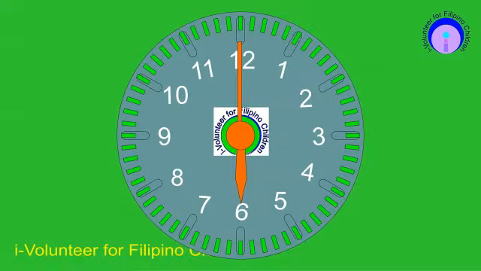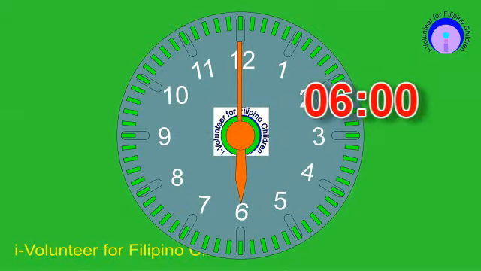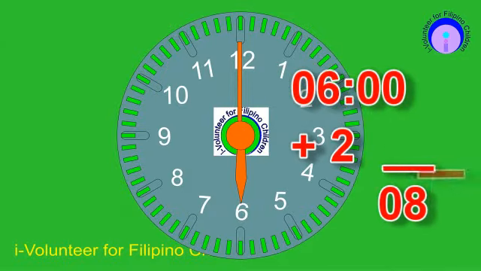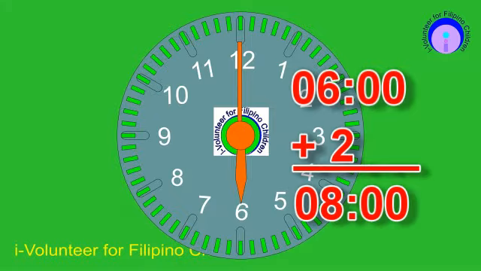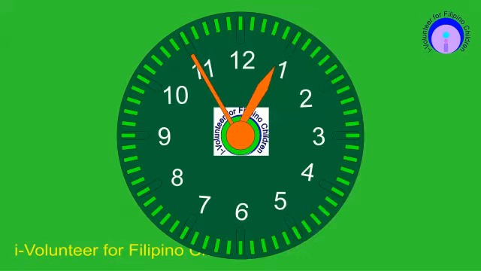The clock is read as 6 o'clock. After 2 hours, it becomes 8 o'clock. Your answer will be after 2 hours, the time is 8 o'clock. Let's take a look with this example.